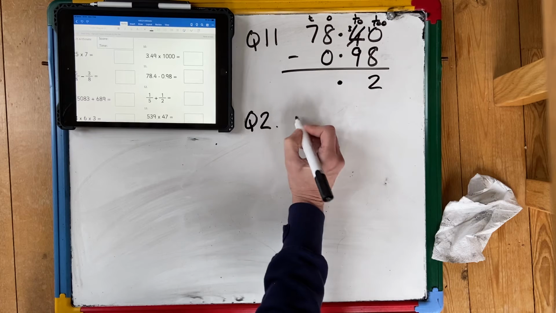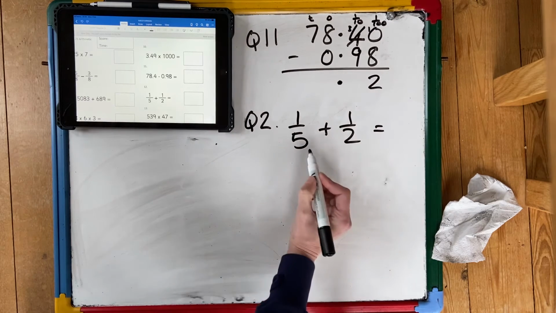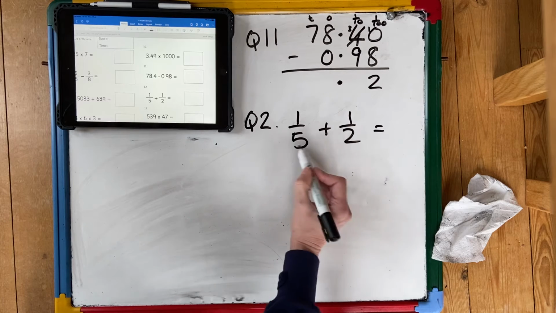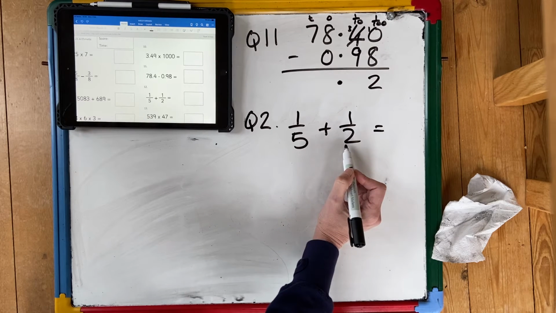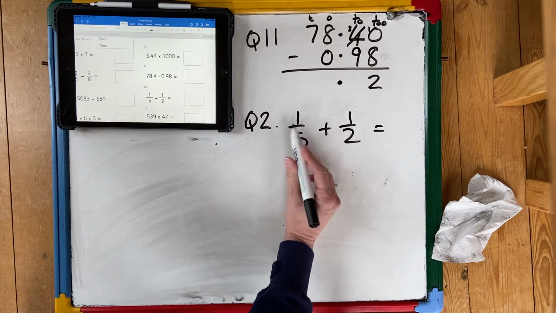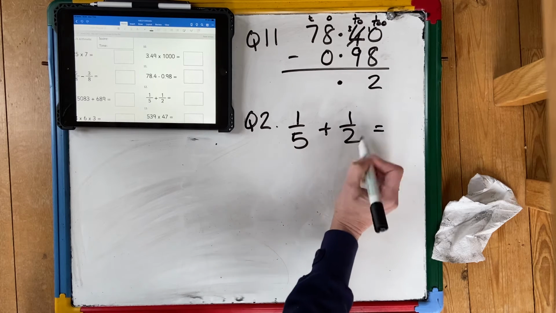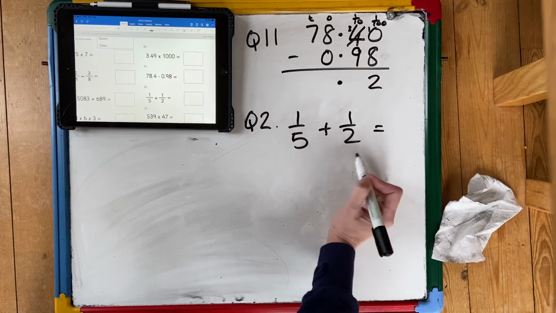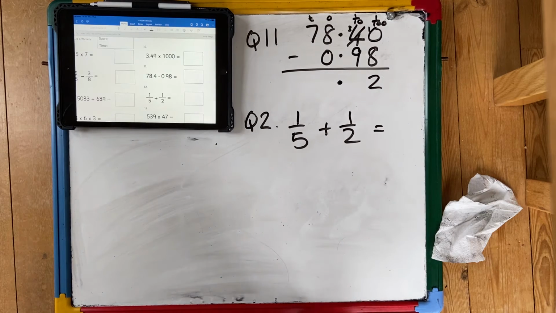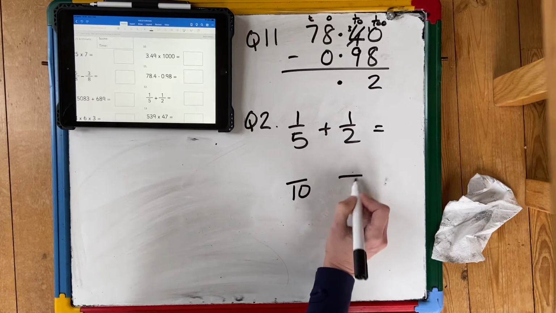Question 12. 1/5 add 1/2. So you know that when you are adding fractions, the denominators have to be the same. So are we going to find the equivalent fraction of fifths in halves, or are we going to find the equivalent fraction of halves in fifths? You will notice that you can't do either of those. So we have to find a common factor for both fractions. So the common factor is 10 tenths.